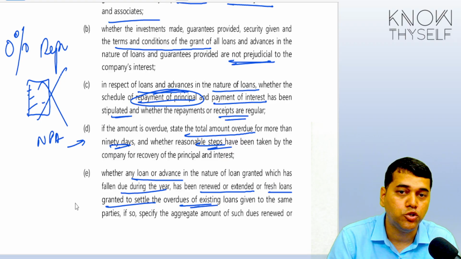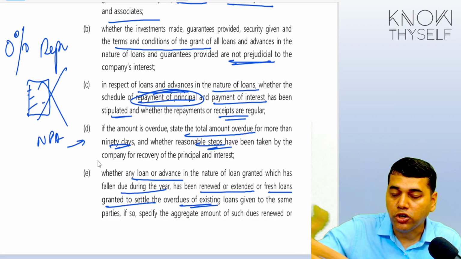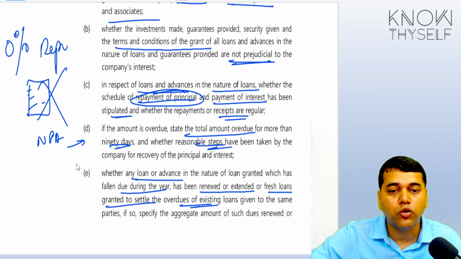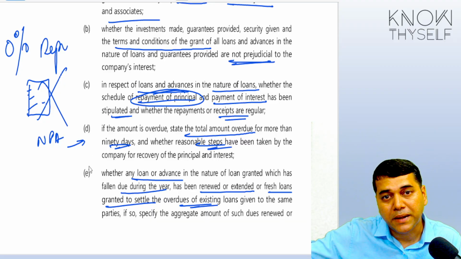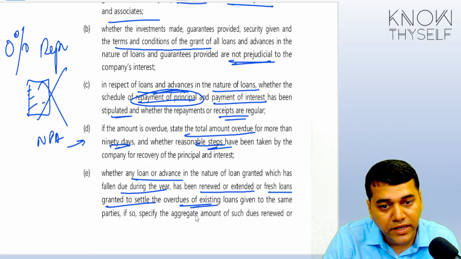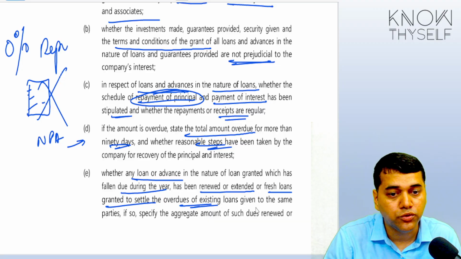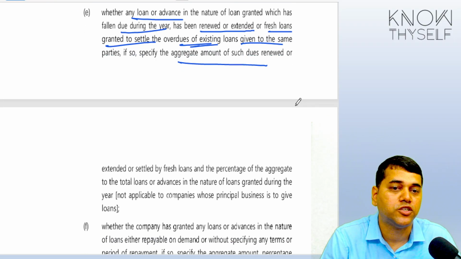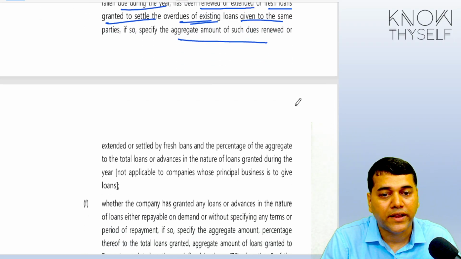This is what banks do. In order not to classify as an NPA, they give further loans. With the new loan, they will repay their own loan. Is such a practice, which is happening in banks, happening in this client also? Have you given any fresh loans to overdue parties, the same parties? If so, specify the aggregate amount of such loans renewed, extended or settled.